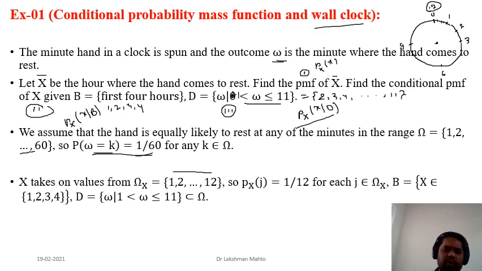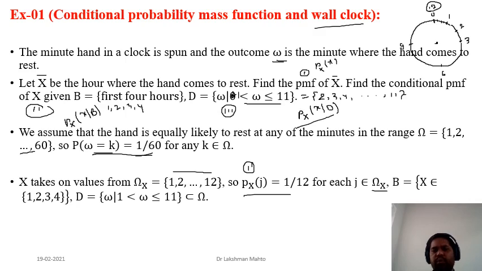So our hour hand may stop at 1 or 2 or 3 or 4. Again, if you try to visualize it, the stopping of our hand at any hour point would be equally likely. That's why the probability mass function of X is very simple. It is 1 by 12 for each j from the sample space. So this is the solution of the first question: what is the probability mass function of X.